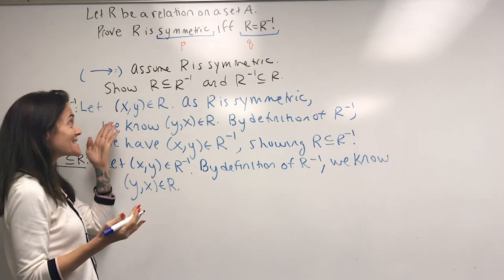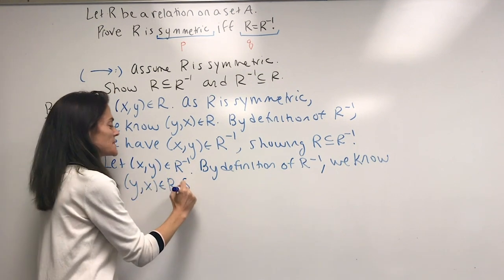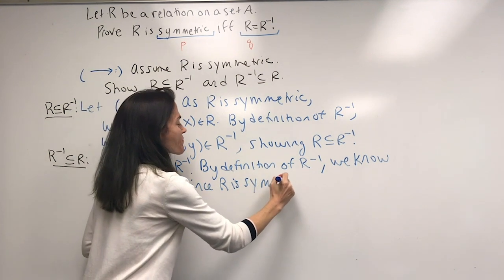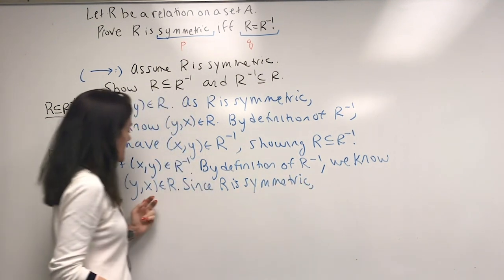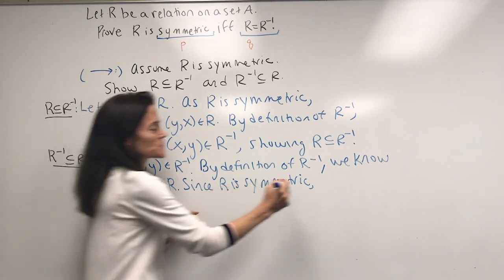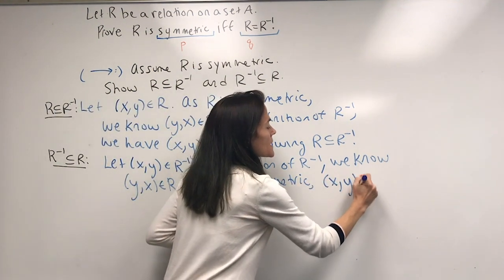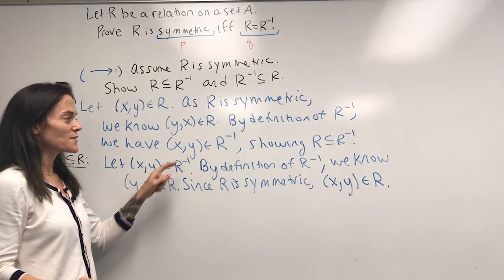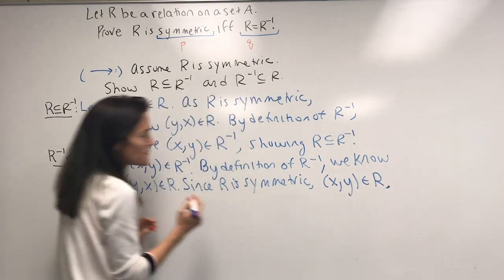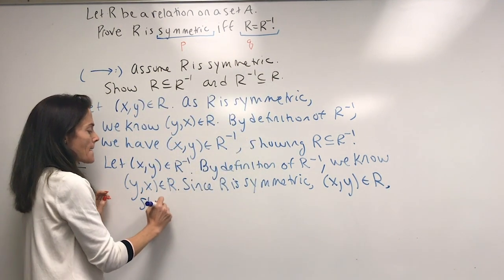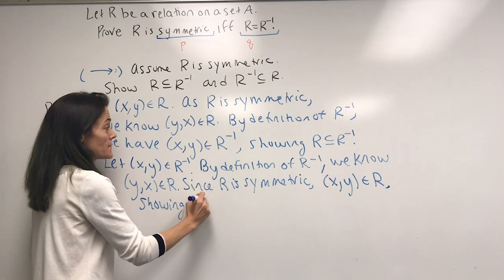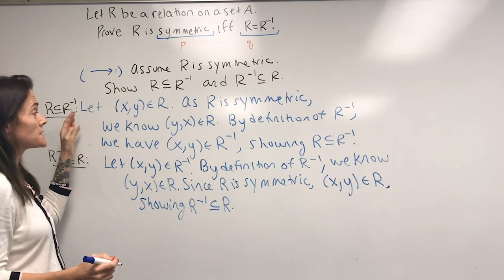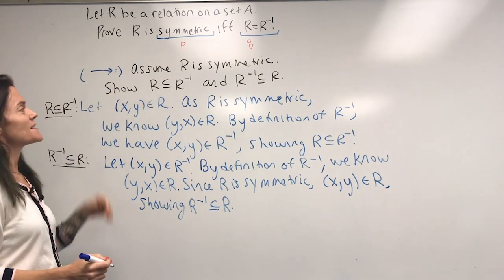Now our assumption is that R is symmetric. So since R is symmetric, this means that x y is an element of R. And if you look at what we have shown, we started with something in R inverse. Maybe I will just finish the same way, showing R inverse is contained in R. Okay, so we have these two directions, and in fact, these two complete this direction of the proof.